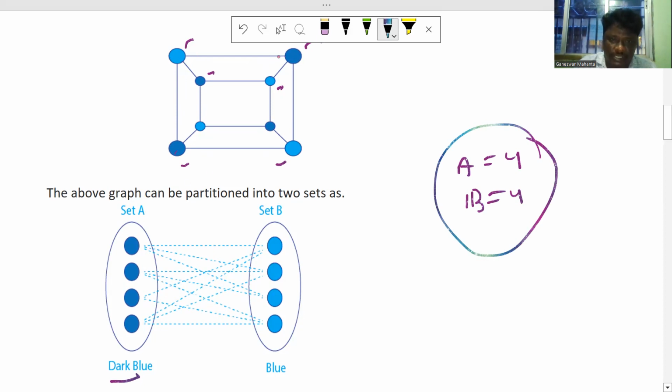Dark is connected to light blue. This one is also connected the same way. And this dark vertex is connected to these two, and this one is also connected to two. So this is the process of connection between the two separate sets.